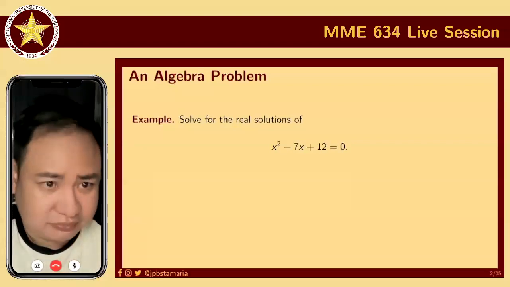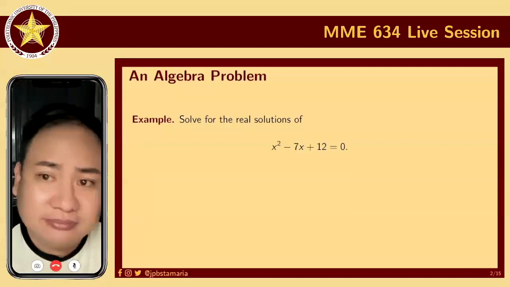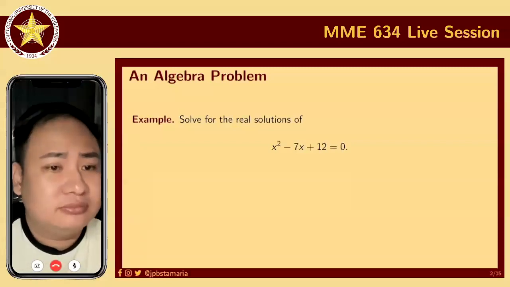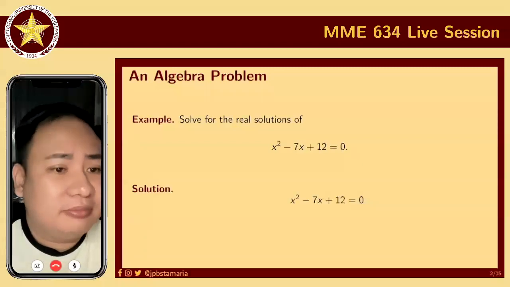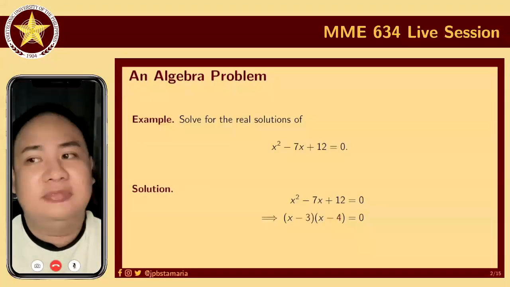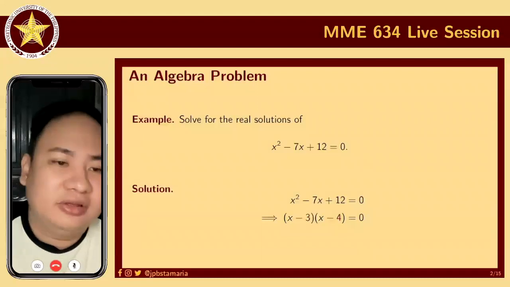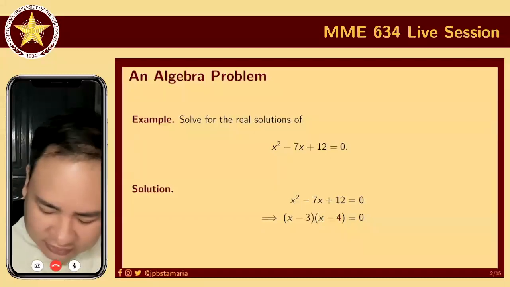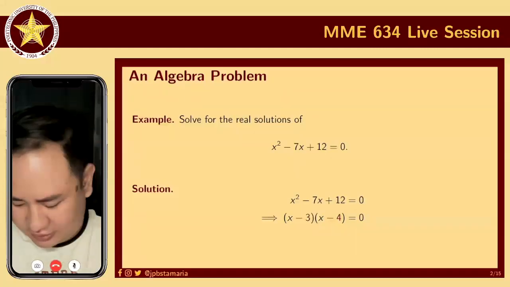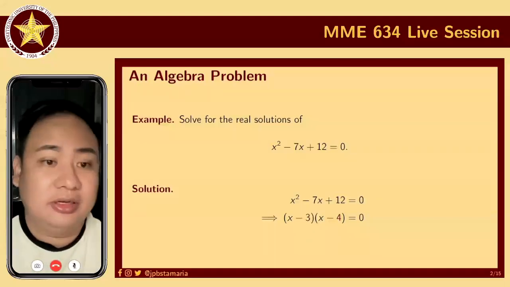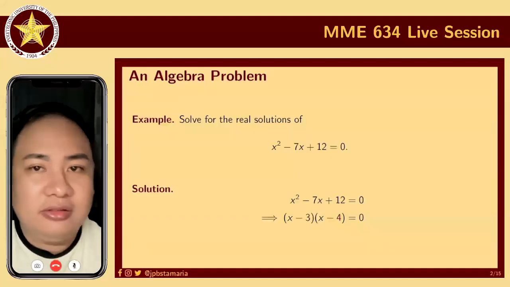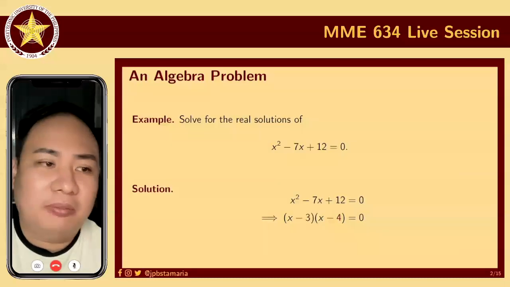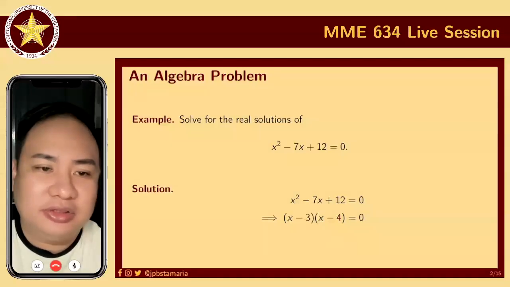Yes, sir. Yes po. Anybody, what are the factors? X minus 3, X minus 4. Yes. So, the factors are X minus 3 and X minus 4. Like so. No? And then, meron tayong isang particular property that we are using to proceed.